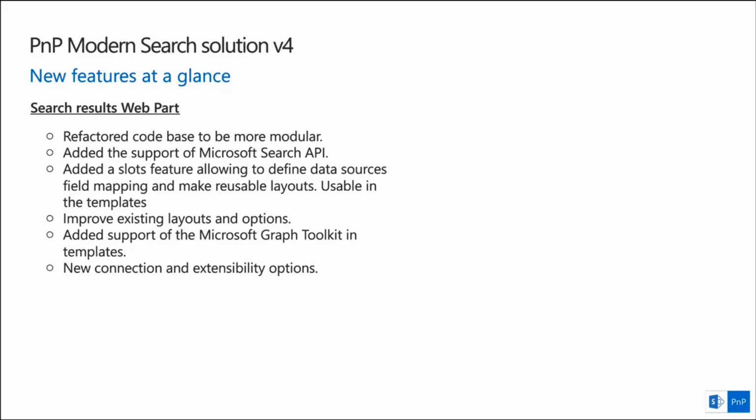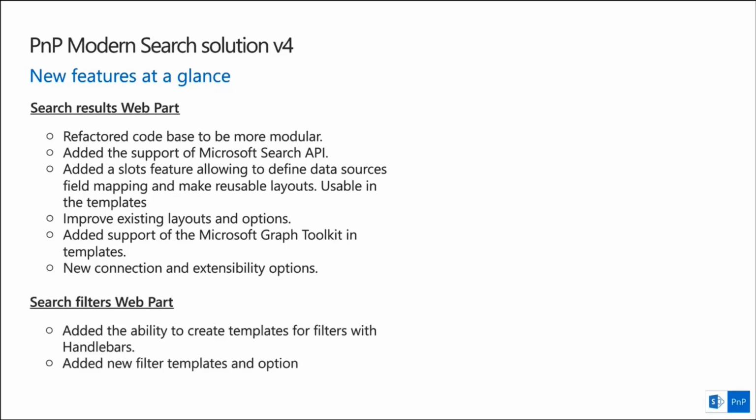For those who already use the PnP Modern Search, you know this is the handlebars templates behind the scenes. So now in the HTML markup, you can use the Microsoft Graph Toolkit, and I will show you a concrete example of that in a few minutes. And we also added new connection and extensibility options. Basically these are the same web parts, but the way they work together is quite different. So I will show you again.